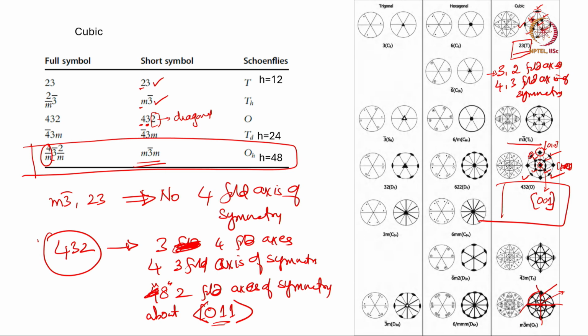I have 4 3 bar axes of symmetry, and these 3 bar axes are about the 1 1 1 directions, these points here. So these are all 3 bar axes of symmetry. Then I have all the 1 1 0 directions, which are again mirrors, right. So I have the diagonal mirrors, whichever face diagonal you take, that is a mirror plane.